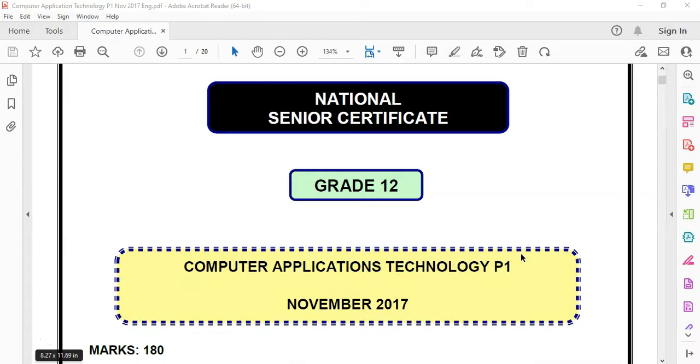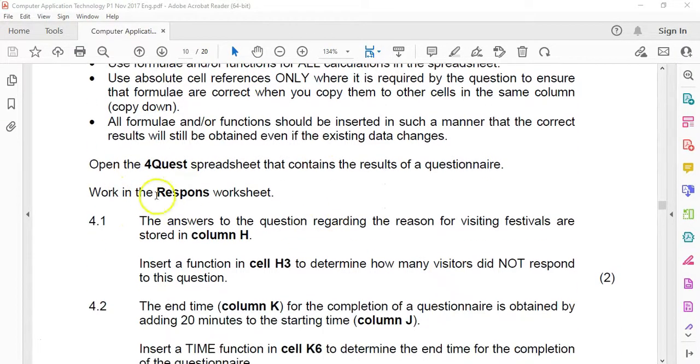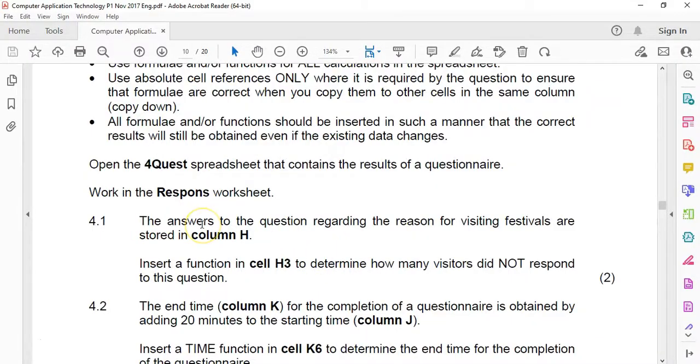Okay, we're dealing with the second spreadsheet question, and we're dealing with the four quest file, and we must go to the right worksheet. So I've opened up the four quest file and we are on the correct worksheet. Always make sure of that. And let's start with question 4.1.